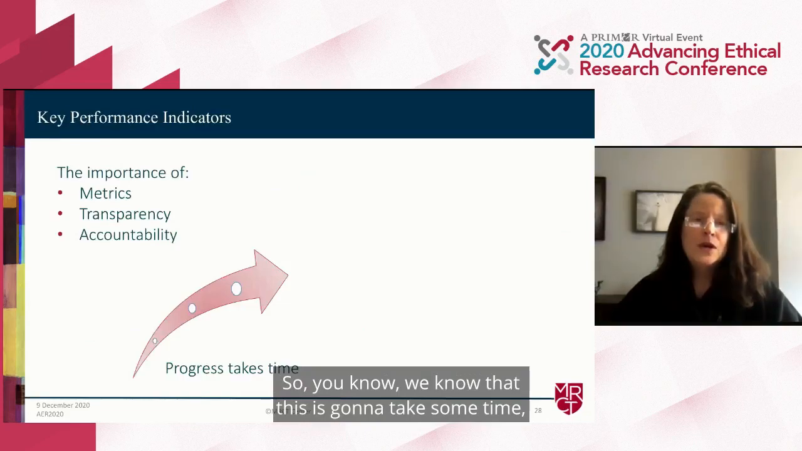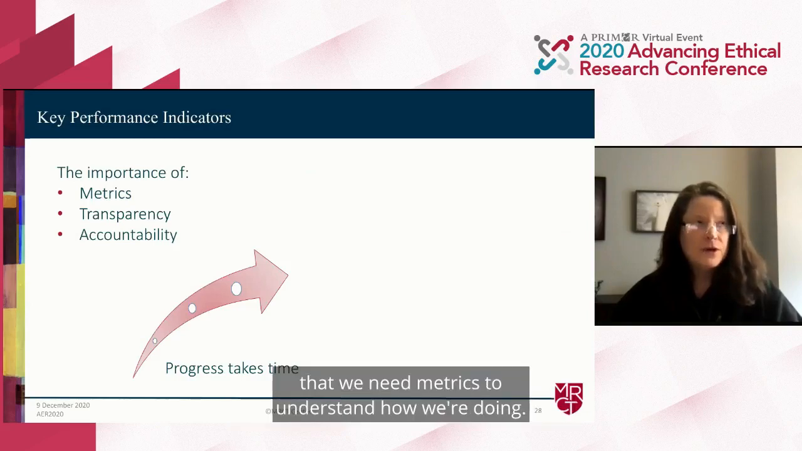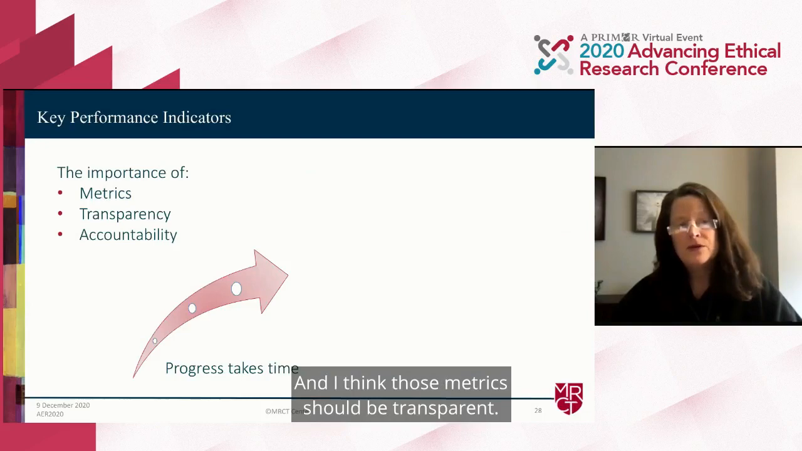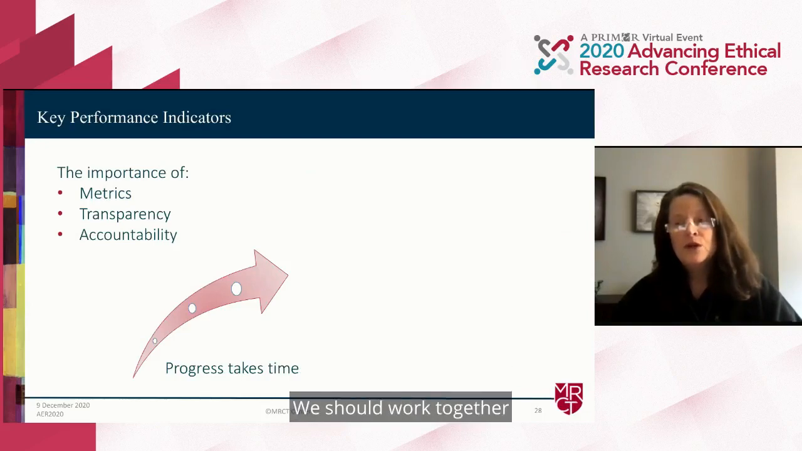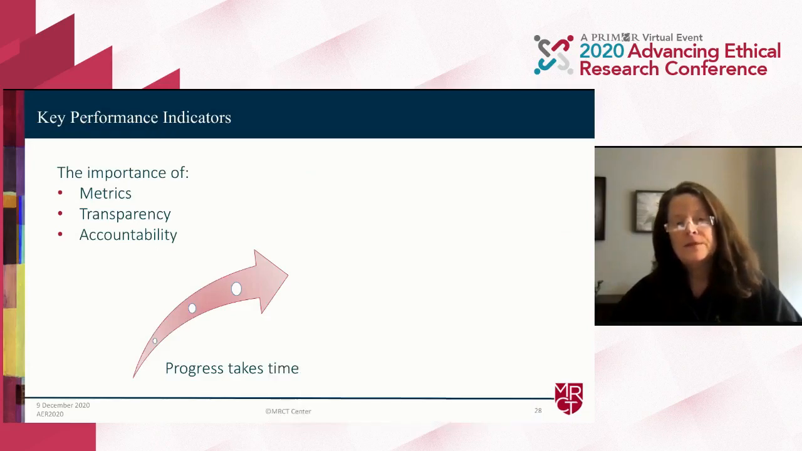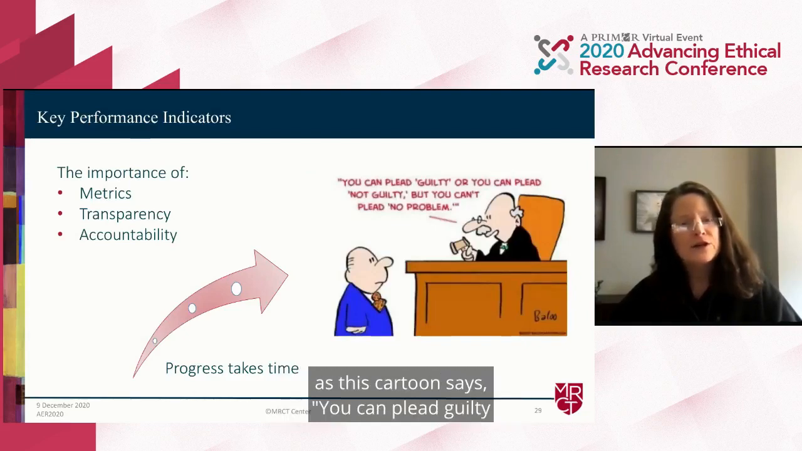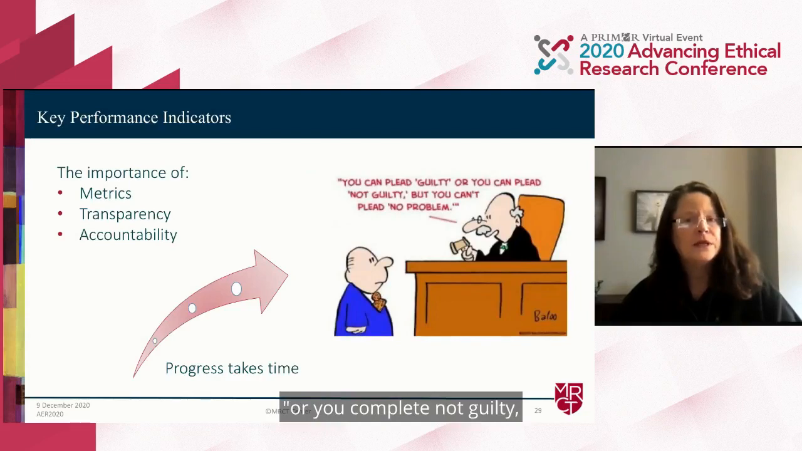So, we know that this is going to take some time, that this is not going to happen overnight, that we need metrics to understand how we're doing. And I think those metrics should be transparent. We should work together to figure out how to do this work well and be accountable. Next slide. What I don't think is that we can say there's no problem. As this cartoon says, you can plead guilty or you can plead not guilty, but you can't plead no problem.